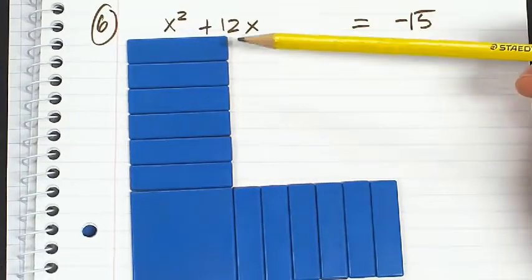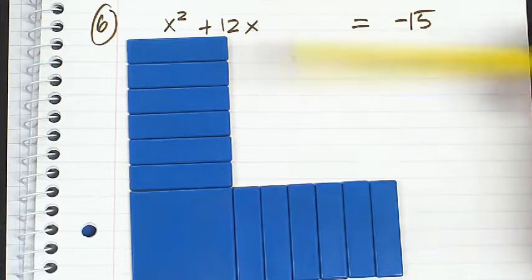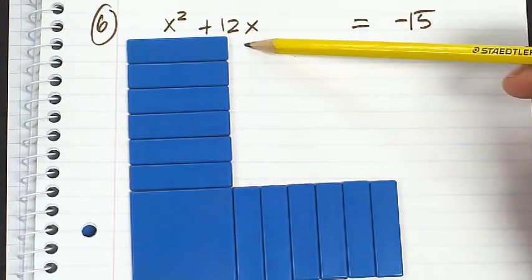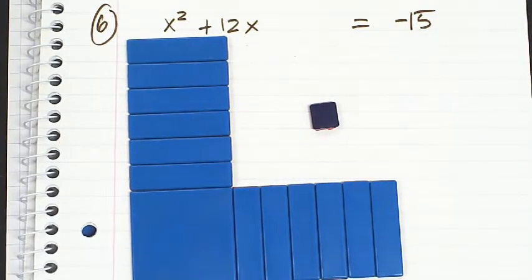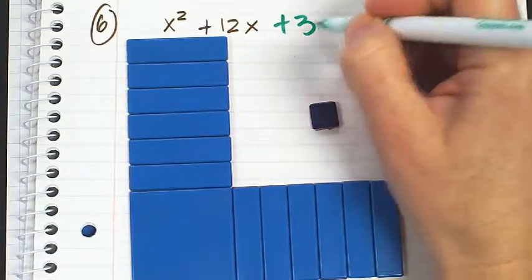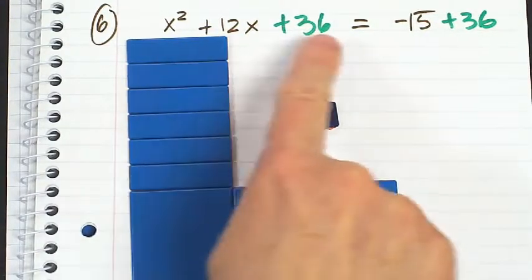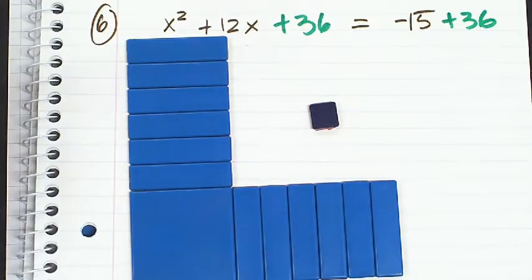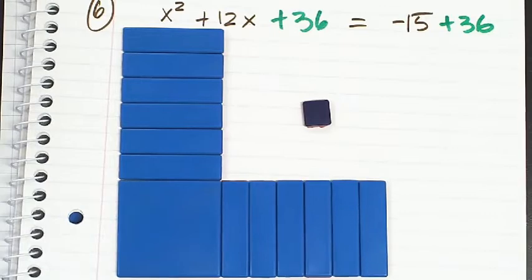Now, if you're doing it without tiles, you know that you're just splitting up these tiles, you're dividing them by 2, and then you're squaring whatever you get. So 6 times 6 is 36. I would have to add 36 unit tiles to make this a square. So let's add this right here and add 36 right here. This can be factored very easily. So whether or not it can be factored doesn't matter. You have to do this one by completing the square.